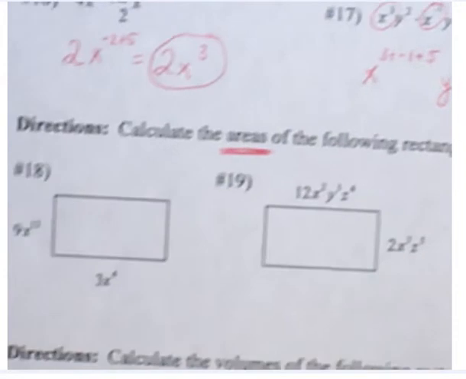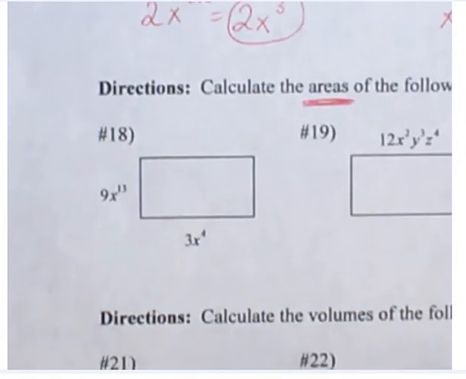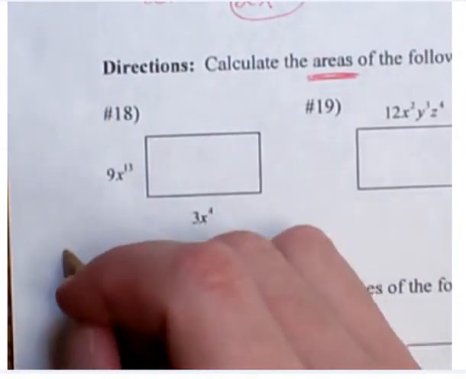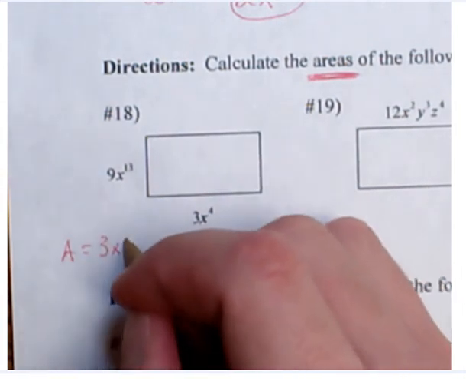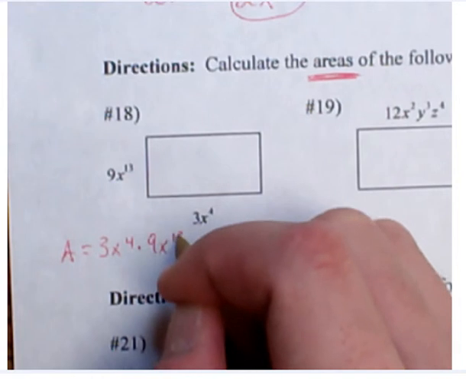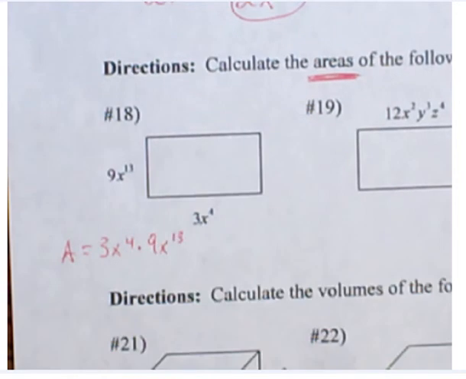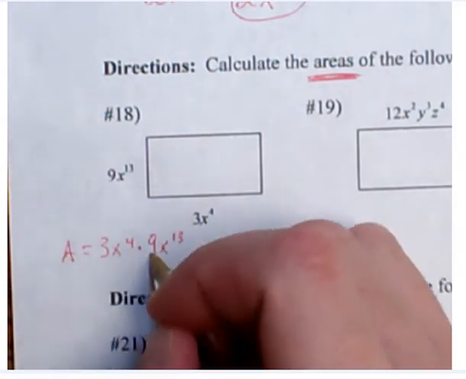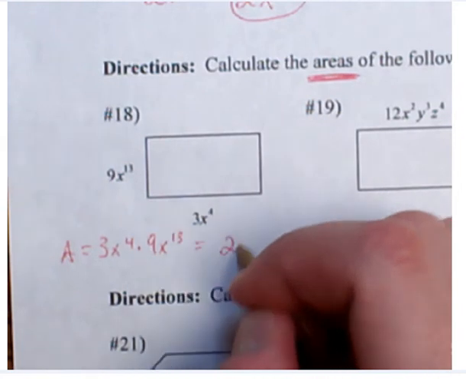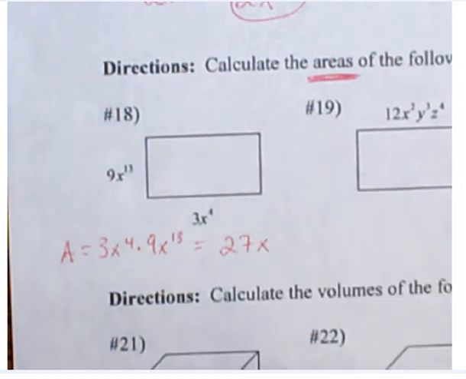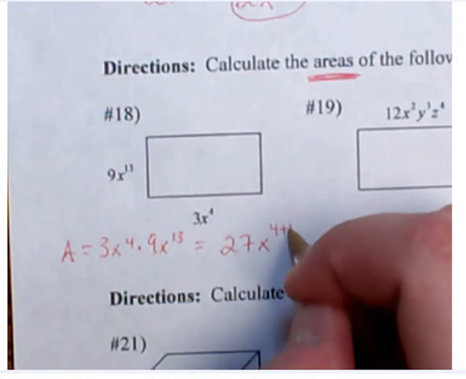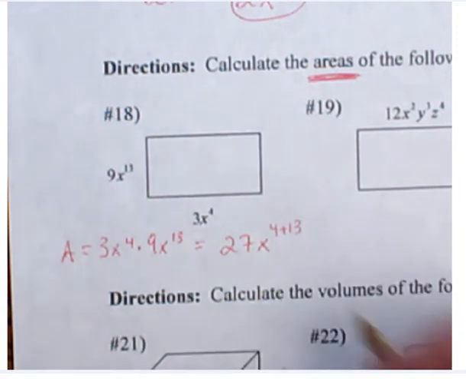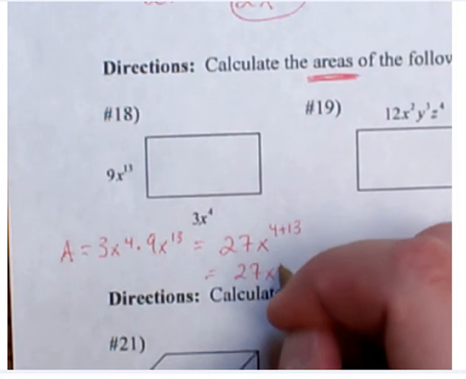So in number 18, well, area is the length. A equals 3x to the 4th times 9x to the 13th. Multiply the constants. 3 times 9 is 27. When you multiply the variables, keep the base, add the exponents. So we get 27x to the 17th.